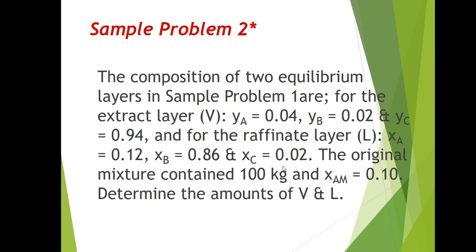In the same treatment as number 1, although number 1 is not originally 100, it's 200. What I'm trying to say here is that the treatment in determining the composition is the same as sample problem number 1 on how to get the values of the composition for the extract and the raffinate layer. So what you're going to do is make use of this information and determine the amounts of V and L.